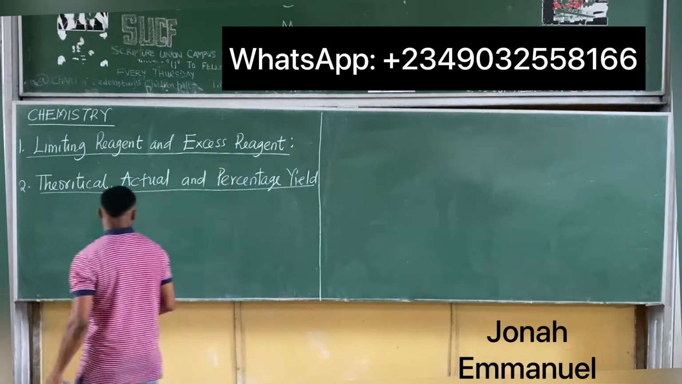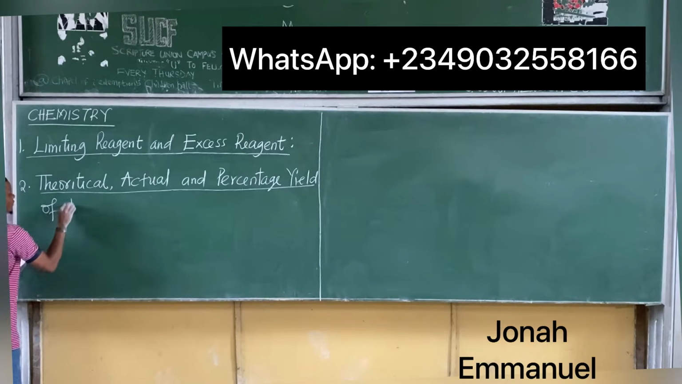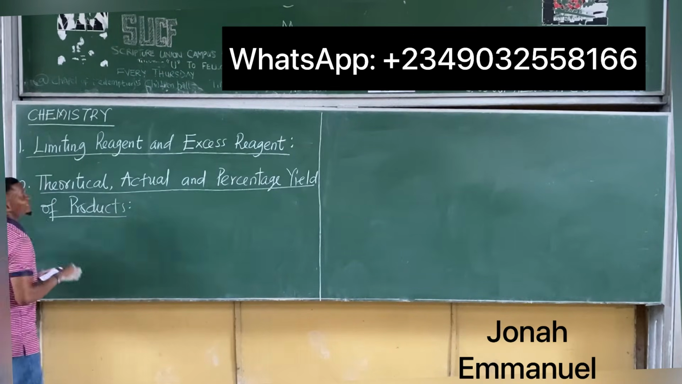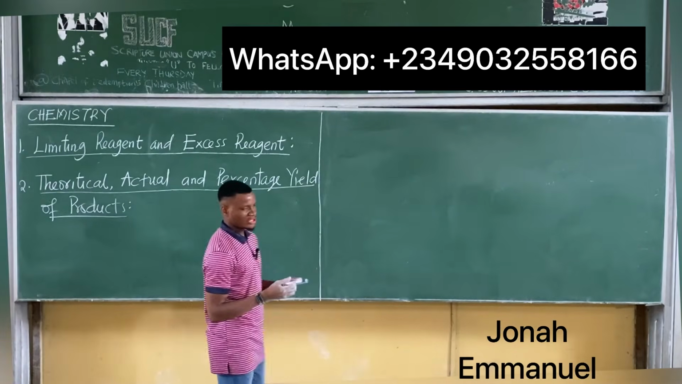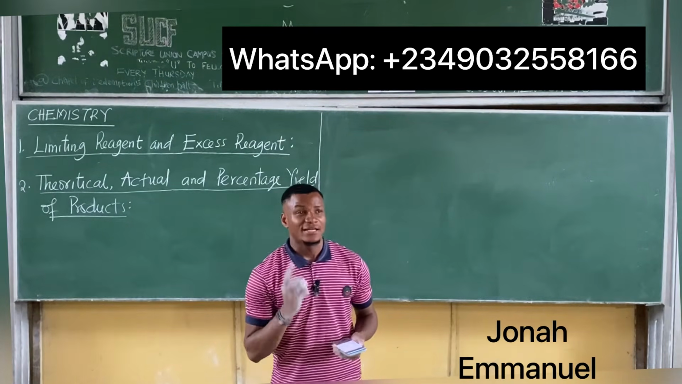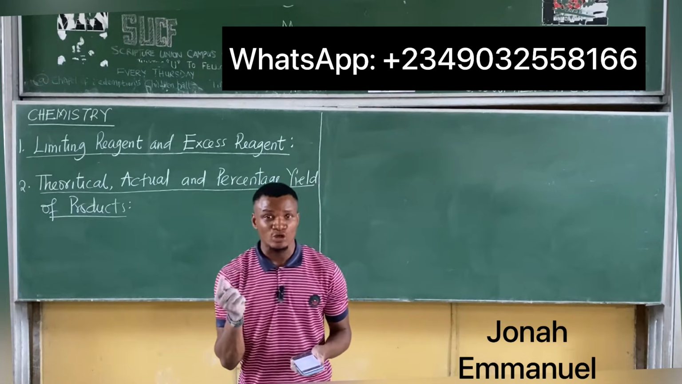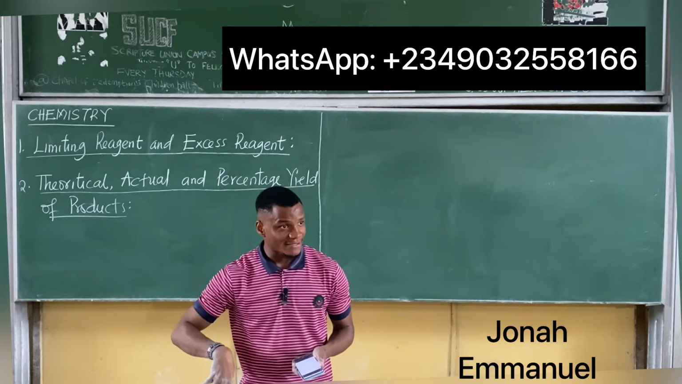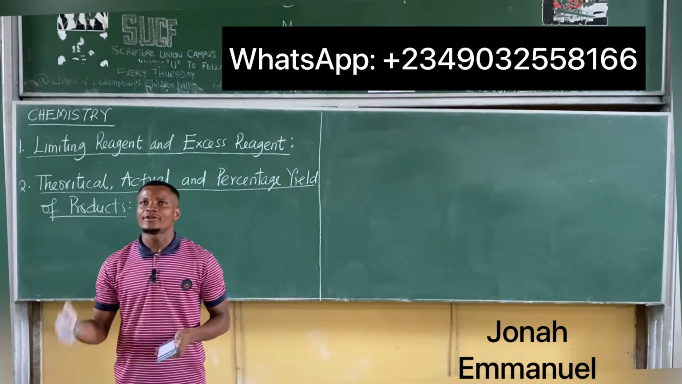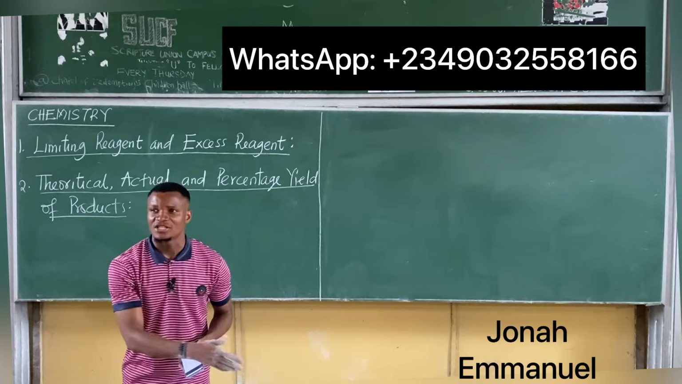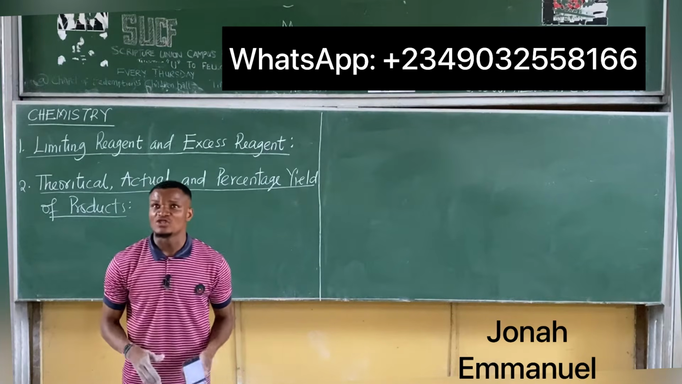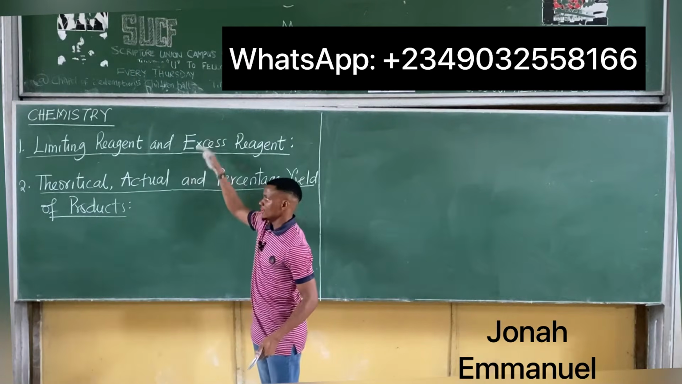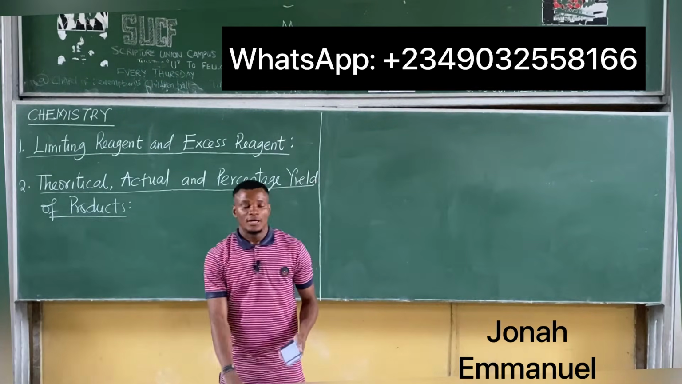Okay, you can add here: of products. Please note that when it comes to the concept of limiting and excess, listen, there is no limiting product. Limiting and excess only works for reactants. When it comes to theoretical, actual, and percentage, it is for product. There is no theoretical reactant. All right, so this is for reactants, and this is for products. This will solve problems on two of them. That's how it works. Please take that, please.